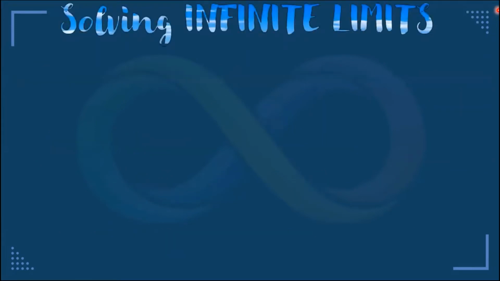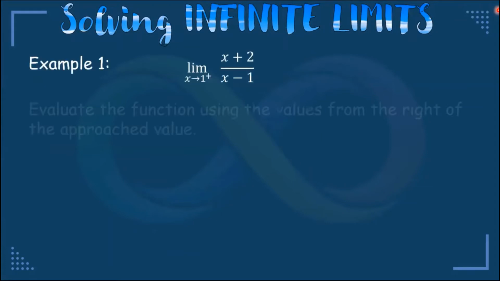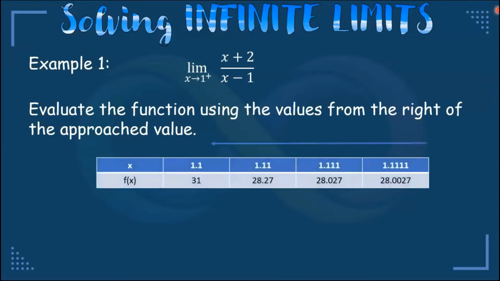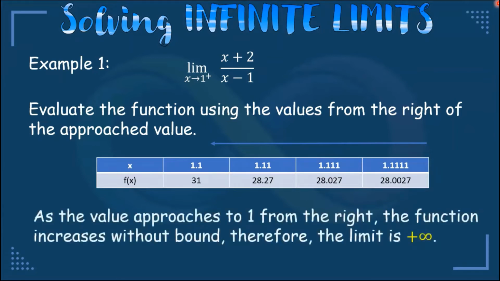Now let's have the process of solving infinite limits. Example number 1. Limit of the function as x approaches 1 from the right. To solve for the infinite limits, we will evaluate the function using the values from the right of the approach value. Substitute the values to the function and compare the trend. Since we are using the values from the right, we are going to compare the value of the function from right to left. Based on the presentation, the value increases, therefore the limit of the function is positive infinity.